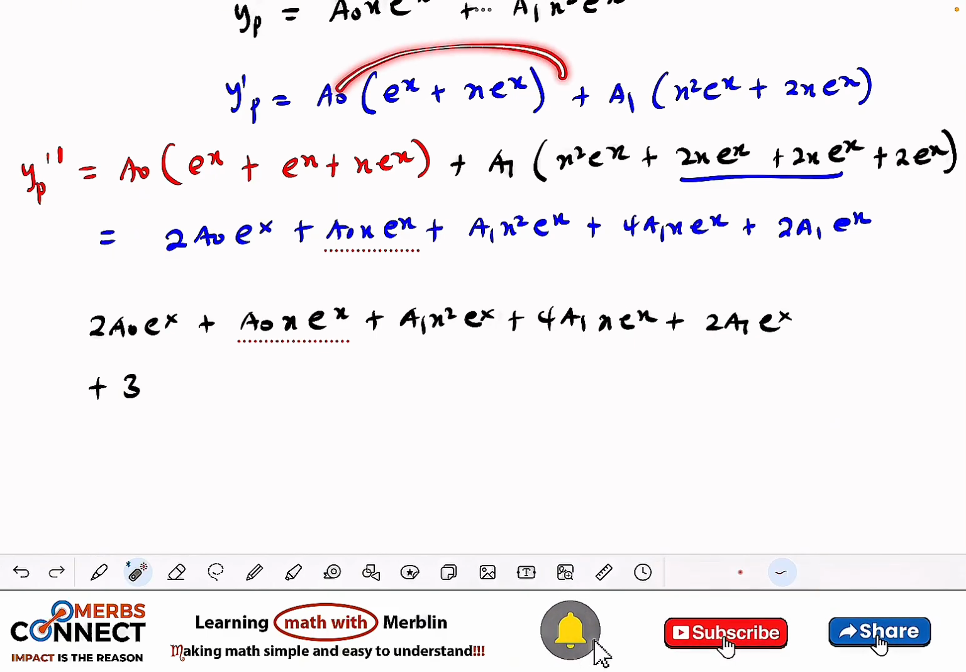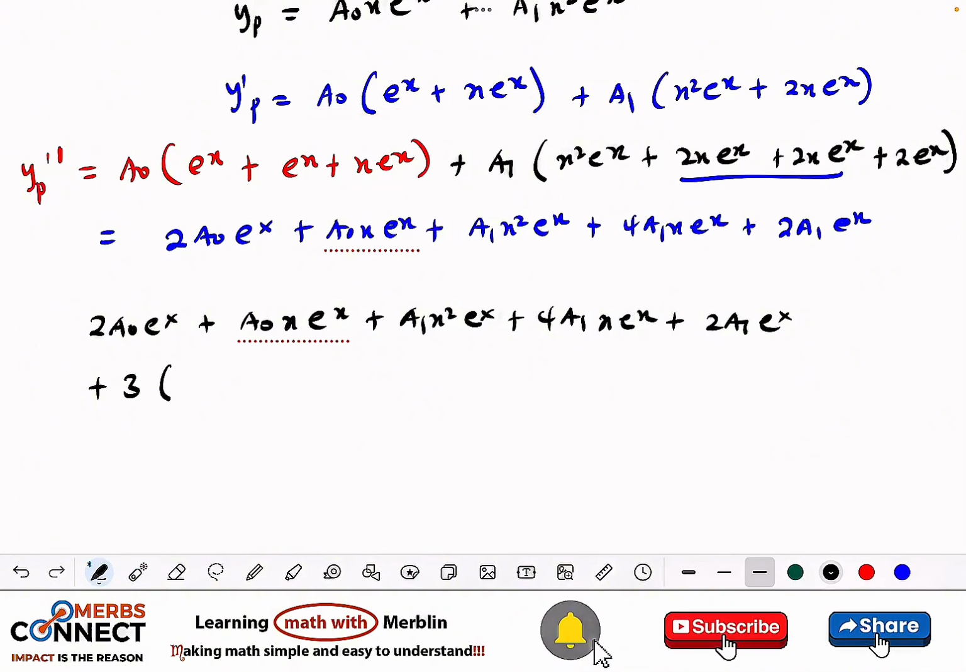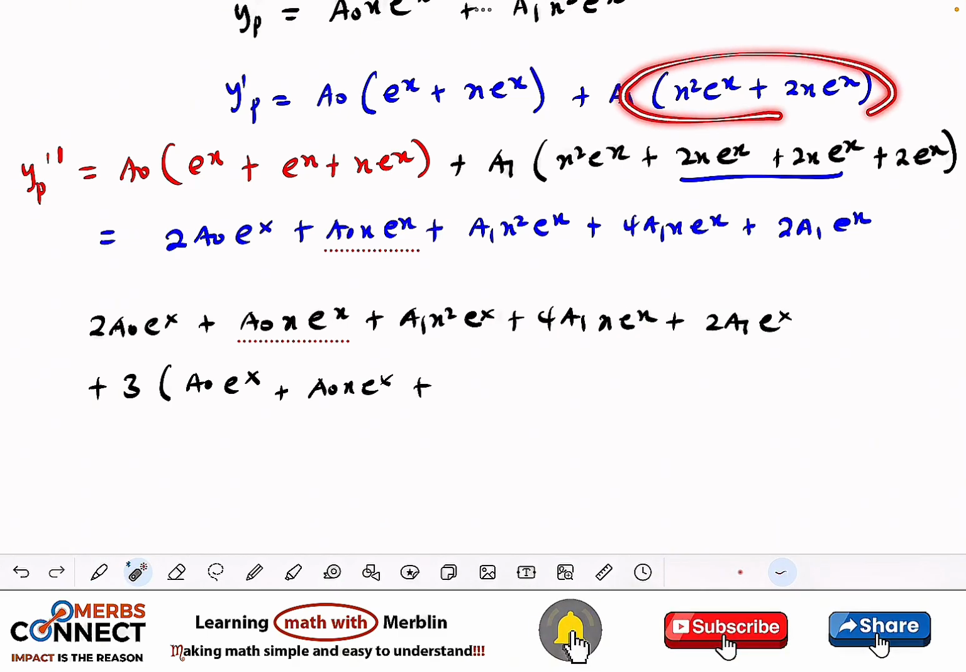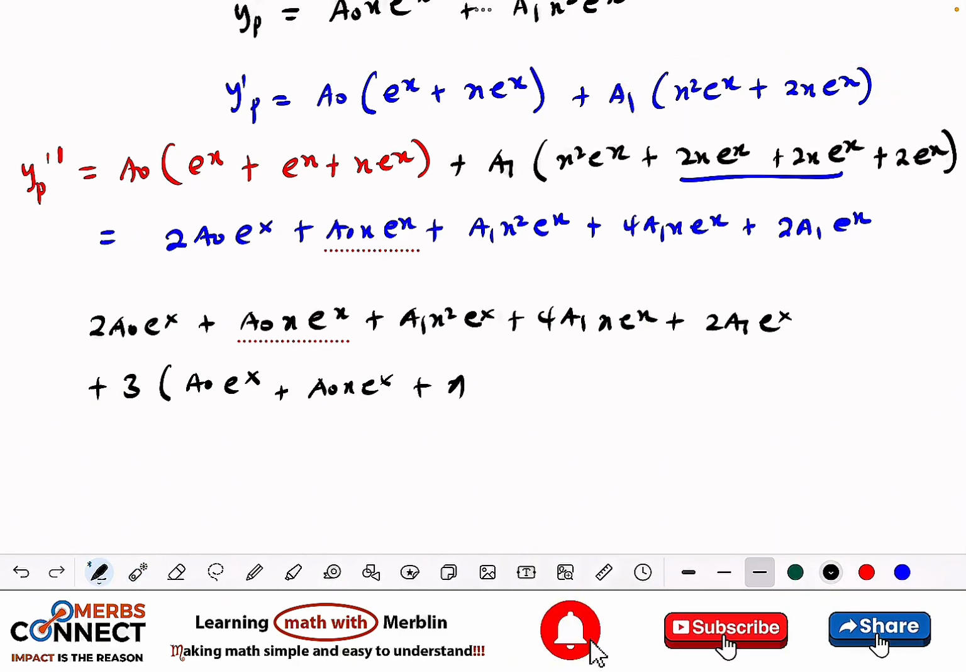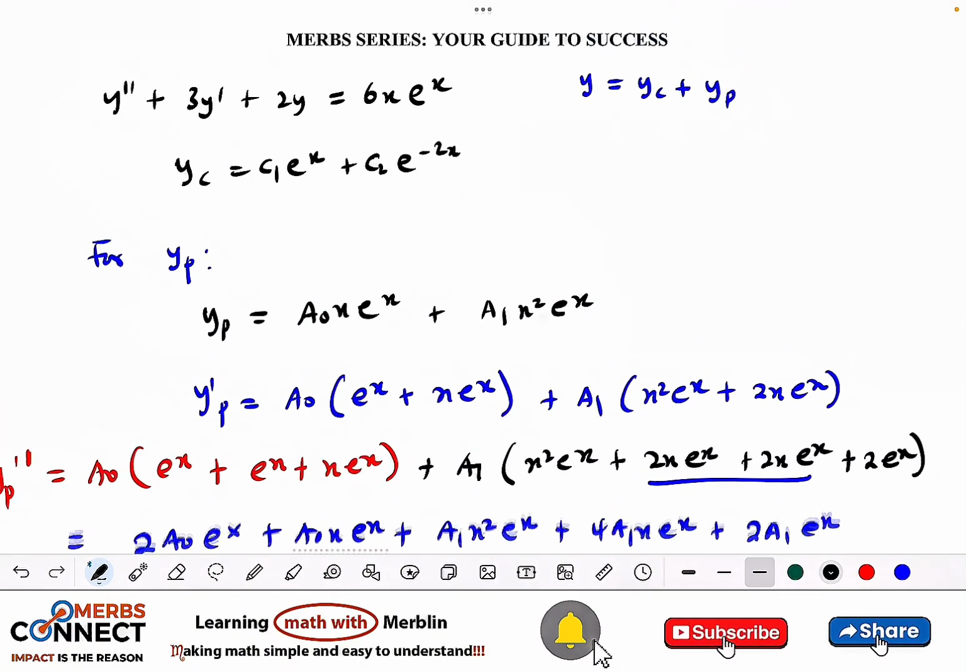So this is y prime. So I will simplify it whilst I'm writing. So I'll multiply a naught through. So I'm going to have a naught e to the power x plus a naught x e to the power x. Then plus, I will simplify this one too. So I'm going to have a1 x squared e to the power x plus 2x a1, or 2a1 x e to the power x. So this will be y prime.